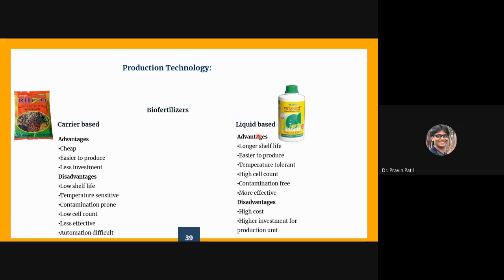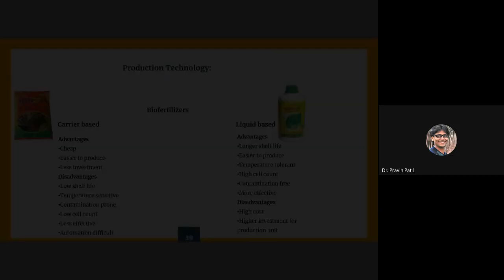When we look at the liquid based fertilizers, there are several advantages. The first is longer shelf life. Since they are packed, there is very rare chance of contamination. Again, they are in liquid form, so the cells having moisture around them will definitely have more efficiency. As we know, enzymes need water to carry out the metabolic activities. Similarly, they are temperature tolerant. However, there are several disadvantages such as high cost and high investment.